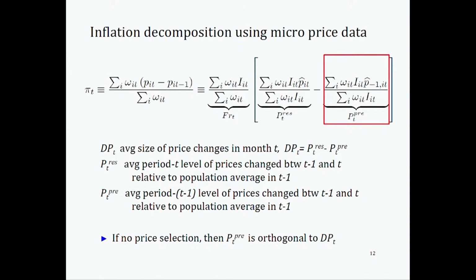And the main hypothesis that we're testing here is how much the fluctuations in the preset price level contribute to fluctuations in the average size of price changes, and therefore to inflation. Okay? And that's what we're going to test in the data. How much do they contribute?